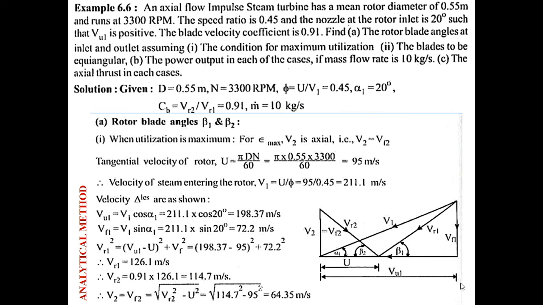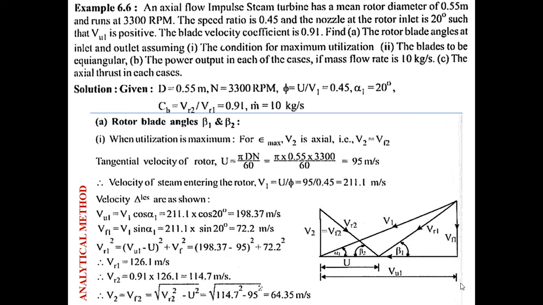I'll read the question. An axial flow impulse steam turbine. Axial flow itself is a chapter name, no need to worry. The impulse steam turbine has a mean rotor diameter, again, see, diameter is given 0.55 meters, half of the earlier question. Runs at 3300 RPM. RPM and diameter are given, find U. Same procedure. So the tangential velocity of the rotor, or speed of the rotor, we are getting 95 meter per second. One part is over.